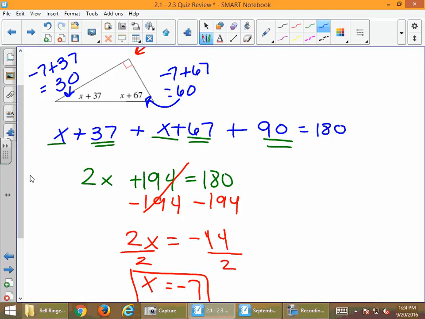We know that corner one, we don't need to find it. It's 90 degrees. Don't worry about that.